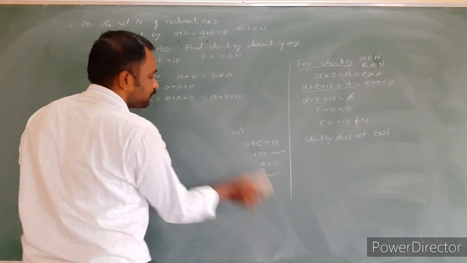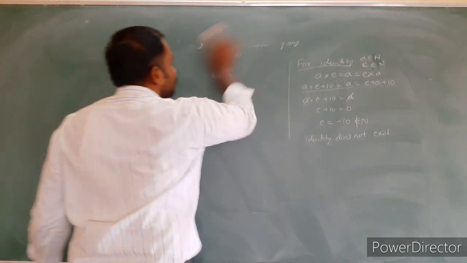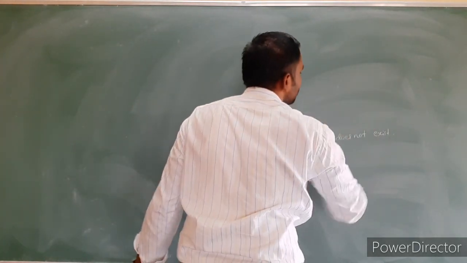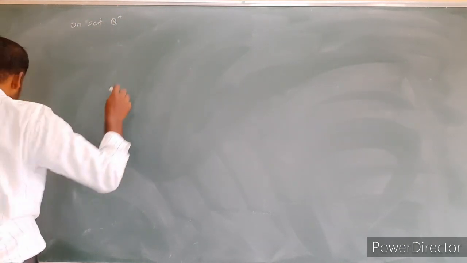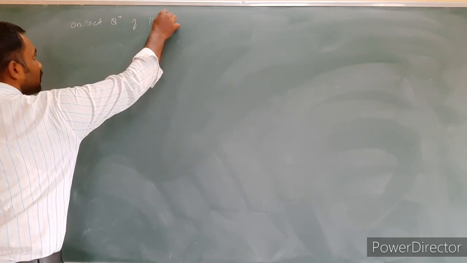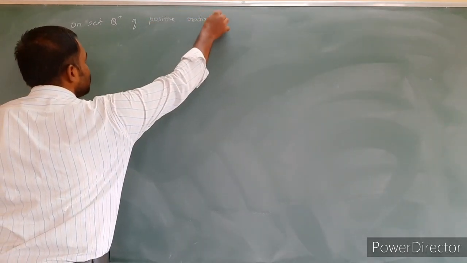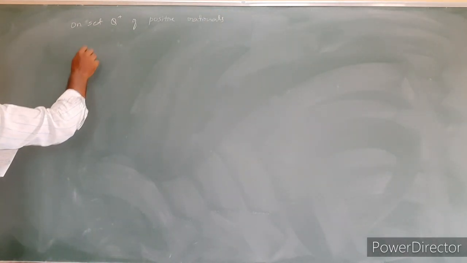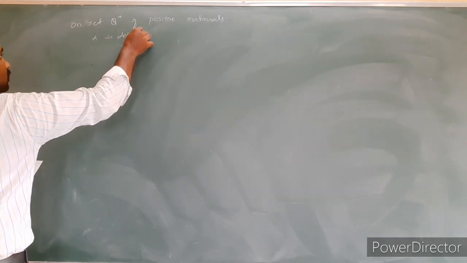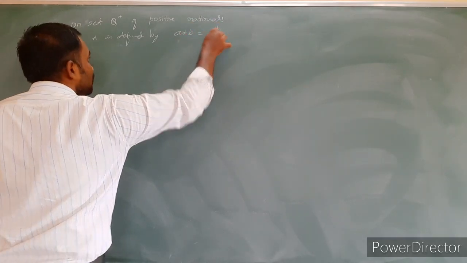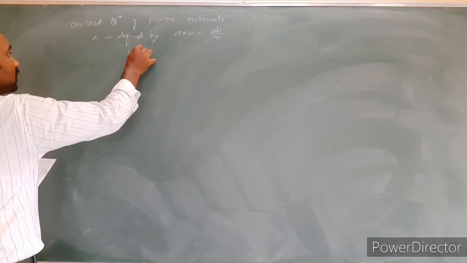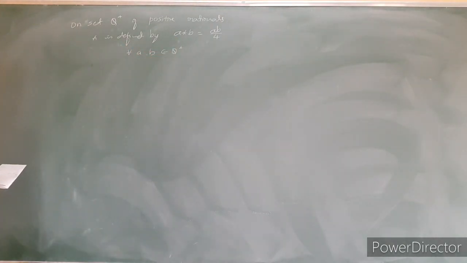In the same model, take a next example. On the set of Q plus, that means positive rationals, star is defined by A star B is equal to AB by 4, for all A and B belonging to the set of positive rationals.